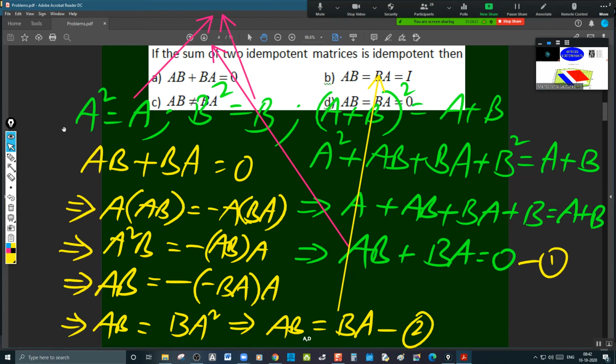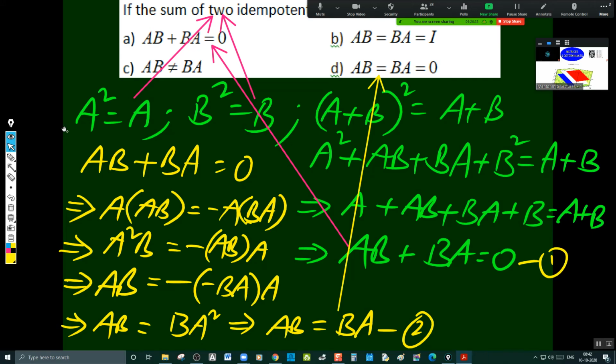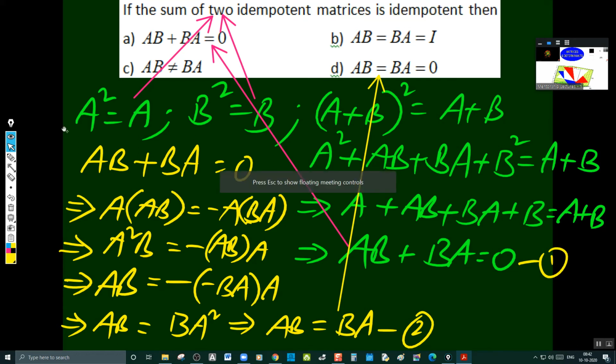And one more thing, it is not that easy. It is not that easy to derive all this unless you are thorough with the definitions. Unless you are thorough with the definition, it is not that easy to decide. So your options are A and D in this case. Now, what are the things to be revised here? You have to revise idempotent matrix, involutory matrix, and nilpotent matrix.